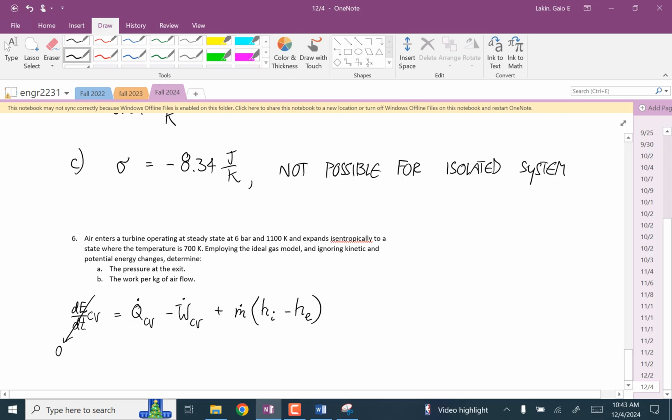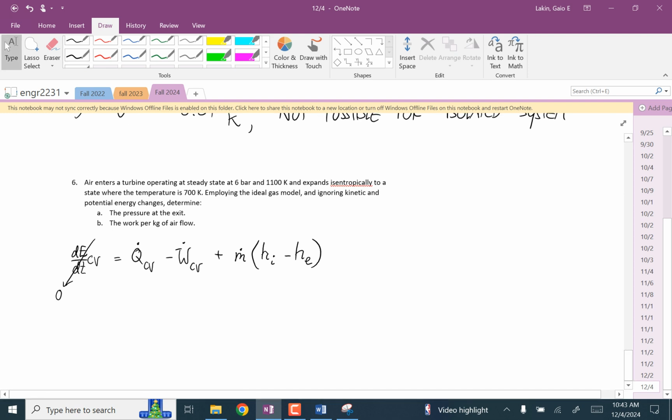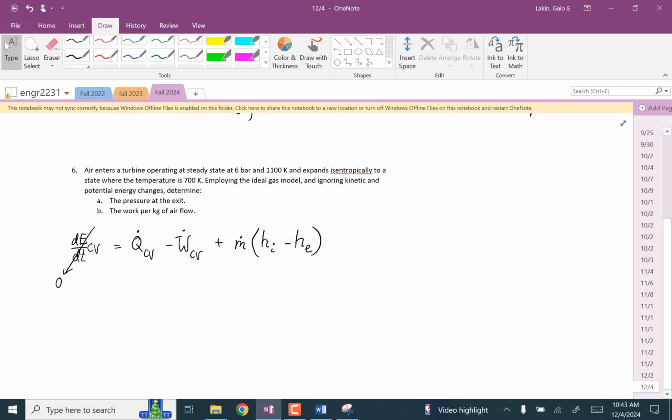Air and isentropically, we only really know how to do isentropic calculations for ideal gases. The fact that it's air makes it seem like, okay, let's just treat this like an ideal gas. And so what do we know here? We know that the change in specific entropy for an ideal gas is equal to CV times the natural log of T2 over T1.